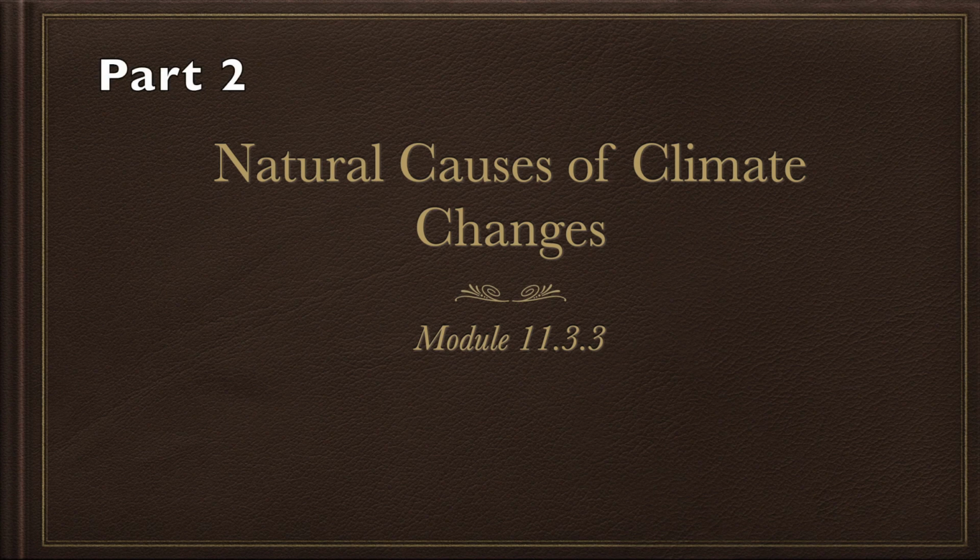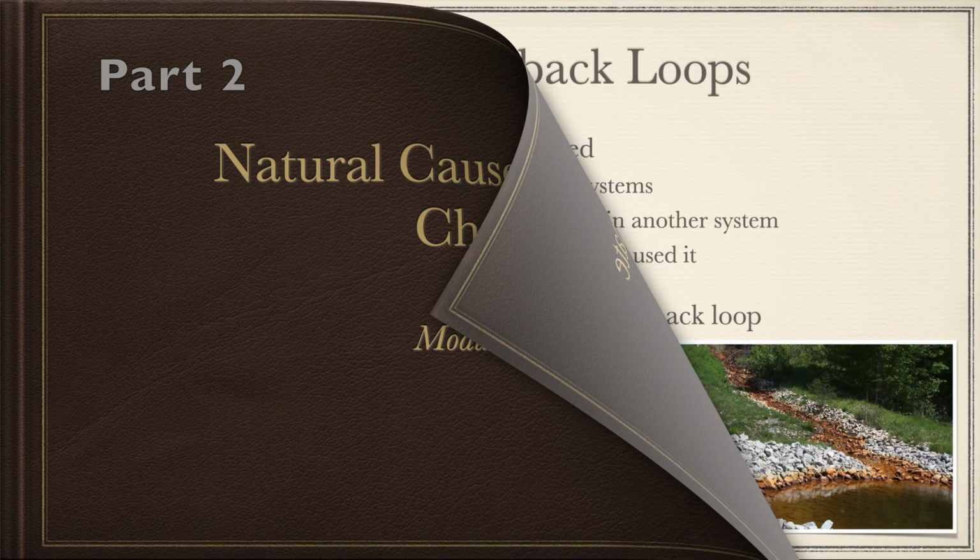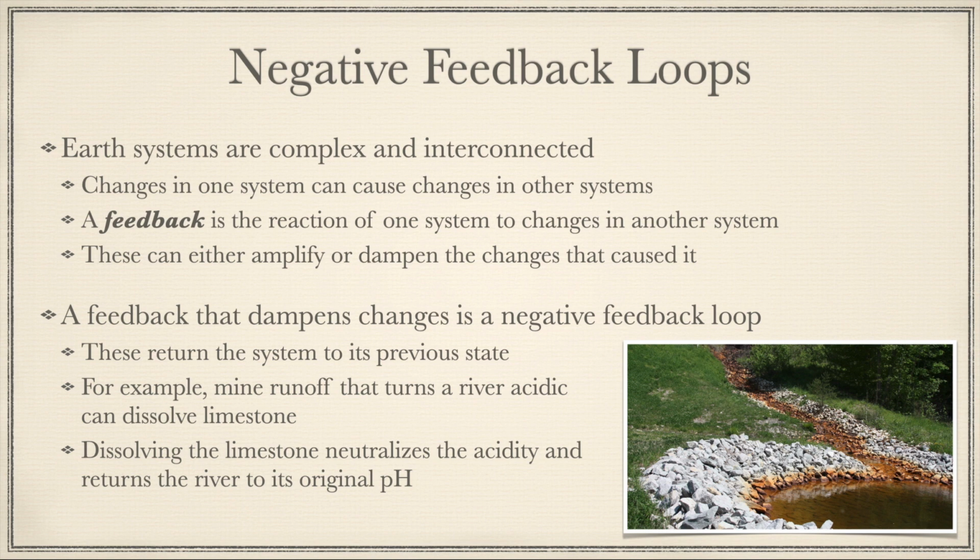Natural causes of climate change. So, negative feedback loops. Earth systems are complex and interconnected. Now, changes in one system can cause changes in another system. We call this a feedback. A feedback is the reaction of one system to changes in another system.